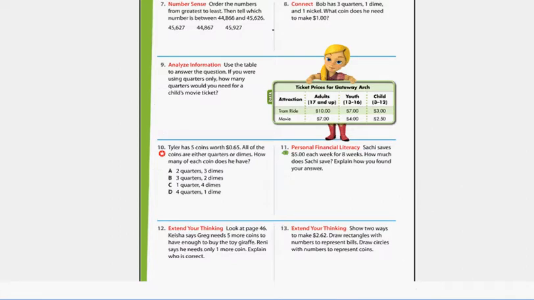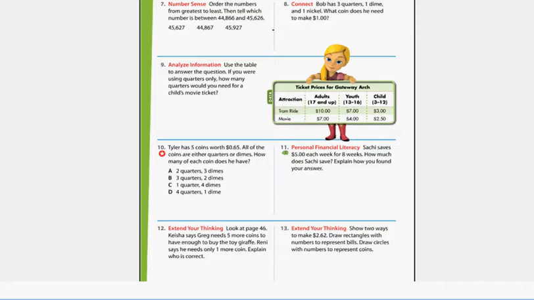Okay, order the numbers from greatest to least, and then tell which number is between 44,866 and 45,626. Let me go ahead and make that bigger since I've had a chance to read it. And we have our 4 numbers right there. I'm doing it like this. Okay, so order the numbers from greatest to least.